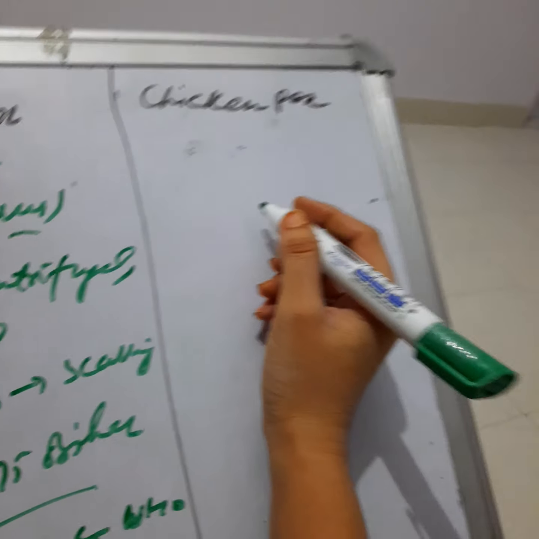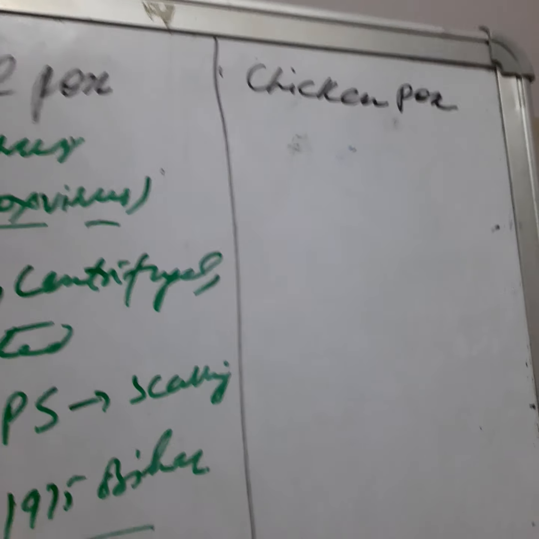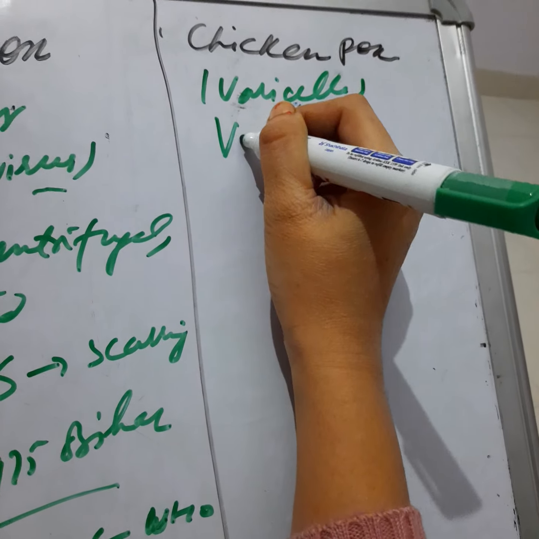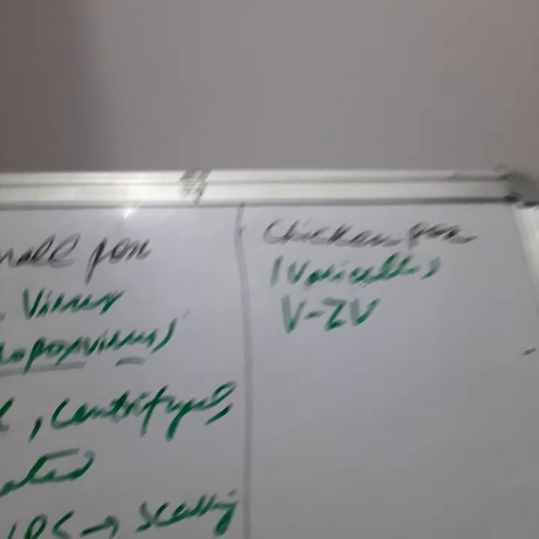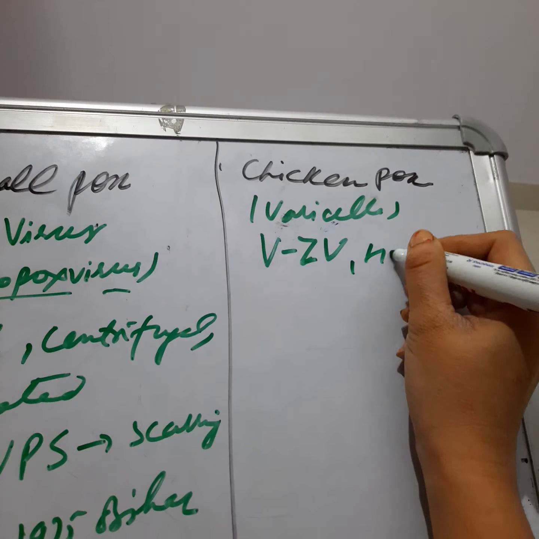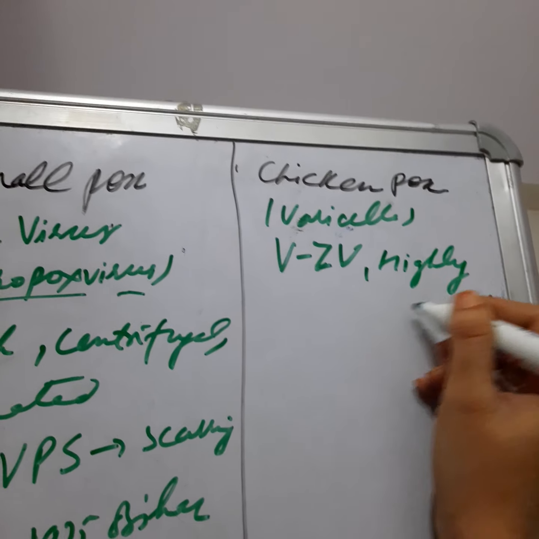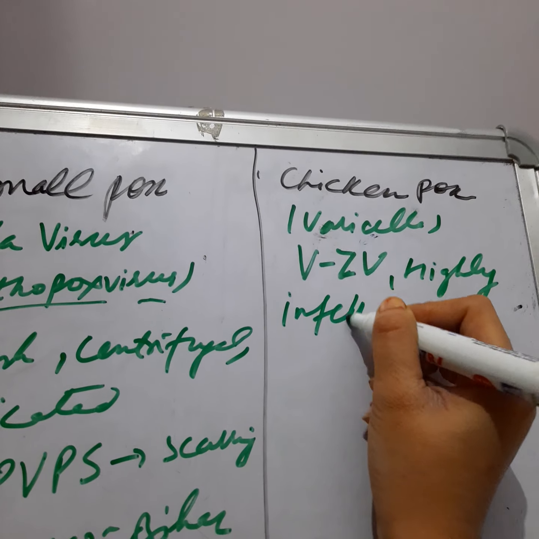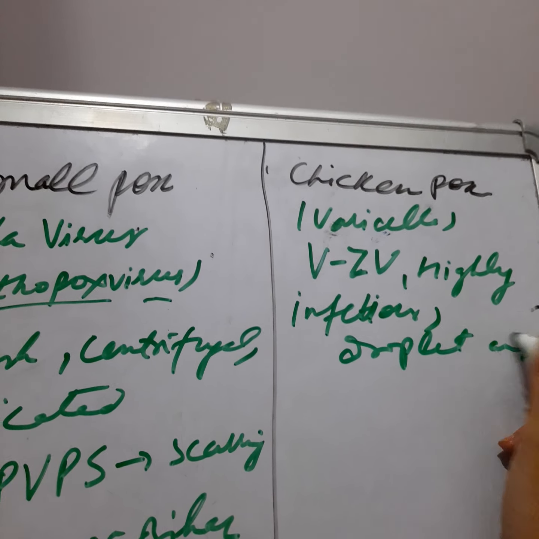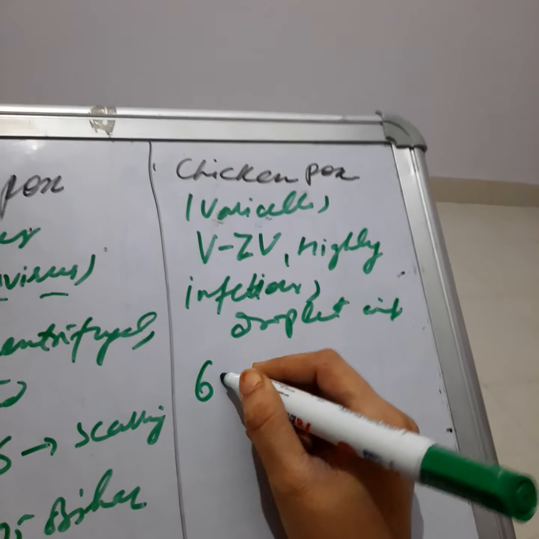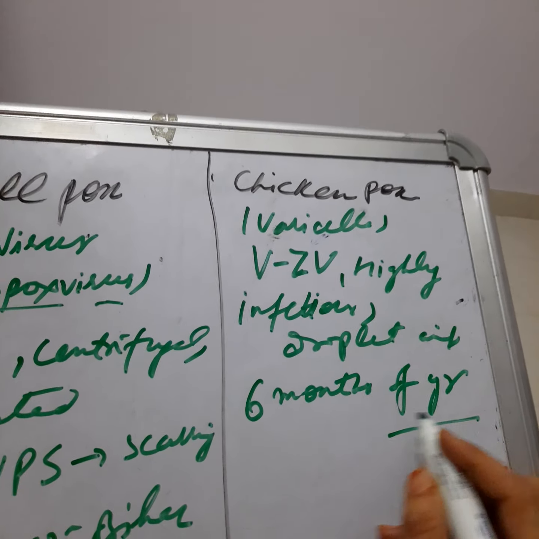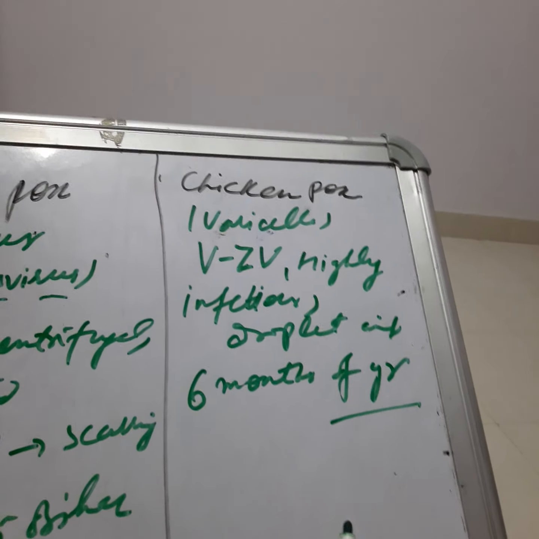So now we will discuss a little bit about chickenpox. Chickenpox is caused by the varicella virus, also called varicella zoster virus. It is a highly infectious disease spread from person to person by droplet infection. In India, it is prevalent in the first 6 months of the year. In the later months, fewer cases are found.